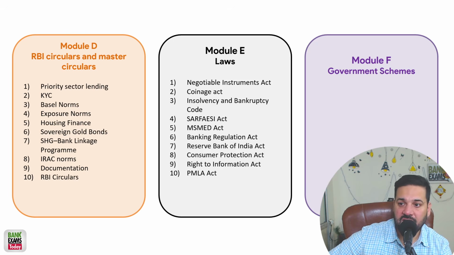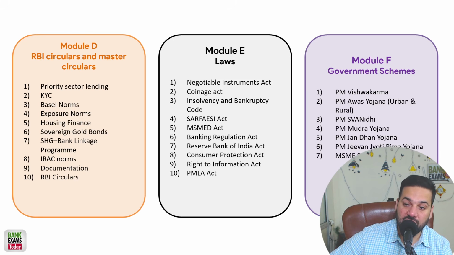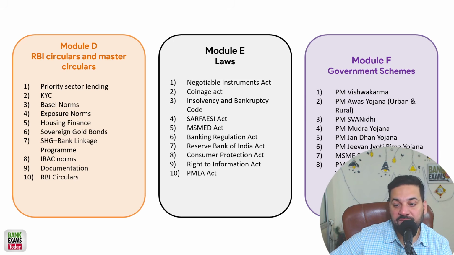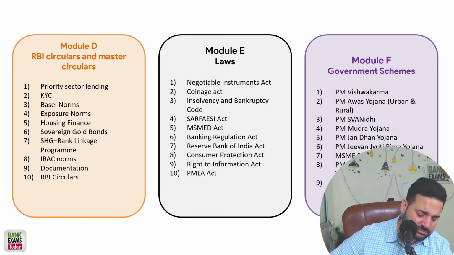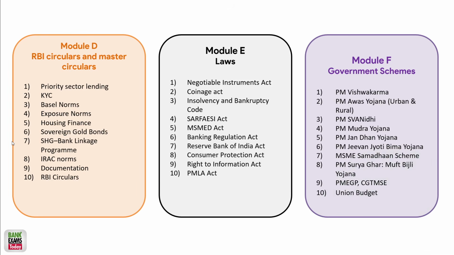In module F, the government schemes we are going to discuss in detail: the PM Vishwakarma, Sukanya Samriddhi Yojana, Kisan Credit Card, Awas Yojana, PM Svanidhi, Mudra Yojana, very important, Jan Dhan Yojana, Jeevan Jyoti Bima Yojana is very popular, very important, MSME Samadhan Scheme, PM Muft Bijli Yojana, Surya Ghar, PMEGP, CGTMSE. We are going to discuss roughly 60 government schemes. They're very important for your exam. The union budget, whatever the updates are there in the union budget, we are going to cover that.